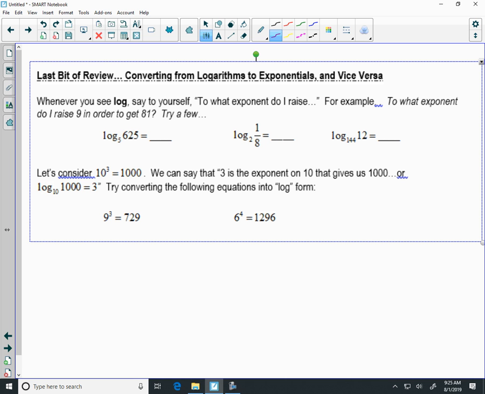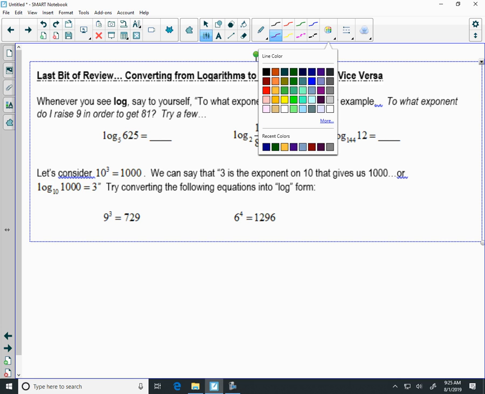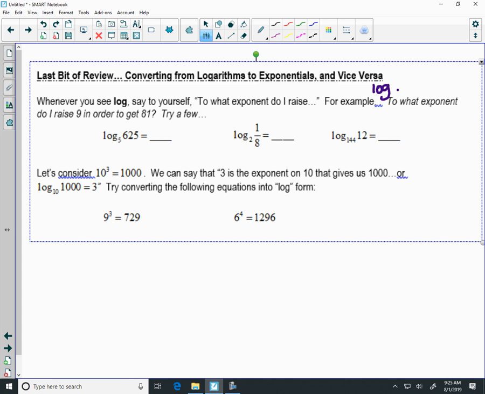say to yourself, to what exponent do I raise? For example, to what exponent do I raise 9 in order to get 81? I don't know where my log base 9 went there, but if that happened on yours, here's what this should be. So that's what should be there in that blank.